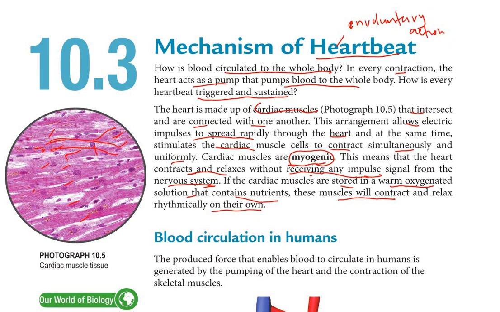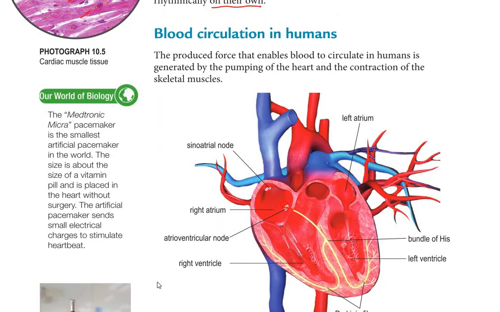Okay, so blood circulation in humans. How the blood circulates in our body. The force that enables blood to circulate in humans is generated by the pumping of the heart and the contraction of the skeletal muscle. So these two, the pumping of the heart and contraction of the skeletal muscle, will help the blood to flow. Later we are going to explain how. But these two factors will help to make the blood flow inside our body.